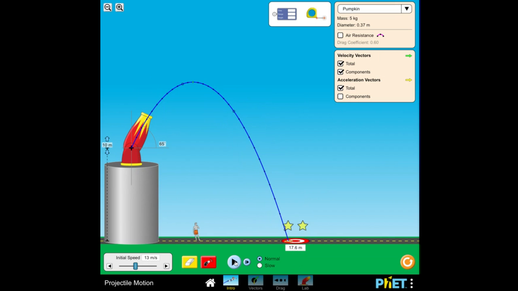Okay, so let's go back to the whiteboard. Does anyone have any questions about this little simulation before I take it off?